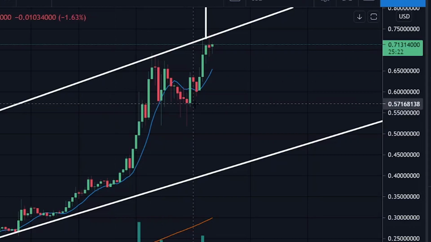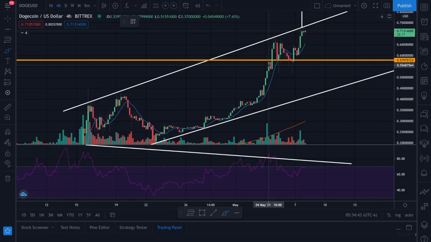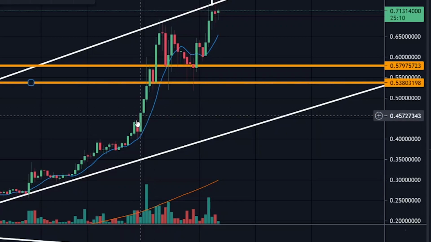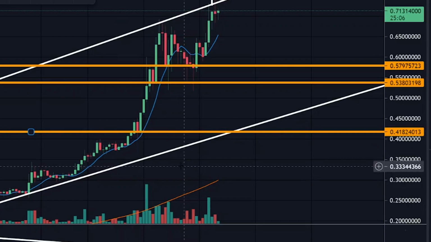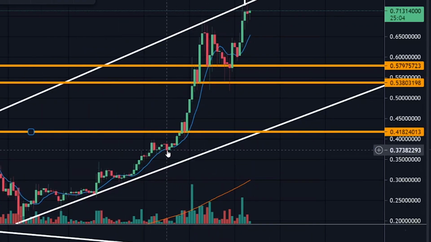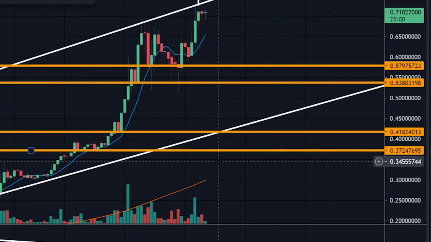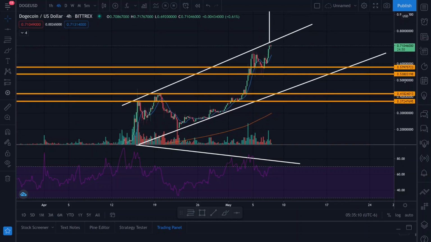I would maybe put a limit order right here, something like that. And then we had this red candle go down and get support right here, so I would put a limit order right here. And same thing right here possibly, and maybe right here.